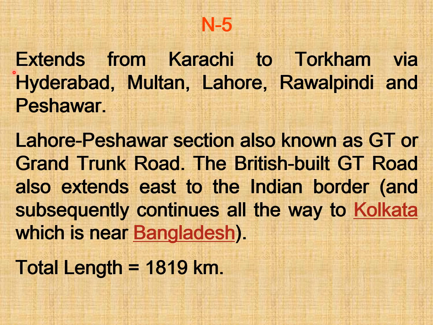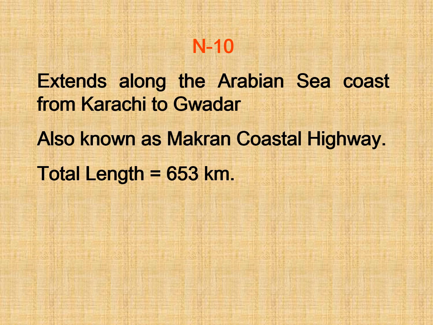N5 extends from Karachi to Torkham via Hyderabad, Multan, Lahore, Rawalpindi and Peshawar. The Lahore-Peshawar section, also known as GT or Grand Trunk Road, the British-built GT road, also extends east to the Indian border and subsequently continues all the way to Kolkata, which is near Bangladesh. Total length is 1819 km. N10 extends along the Arabian Sea coast from Karachi to Gwadar, also known as Makran Coastal Highway, total length 653 km.